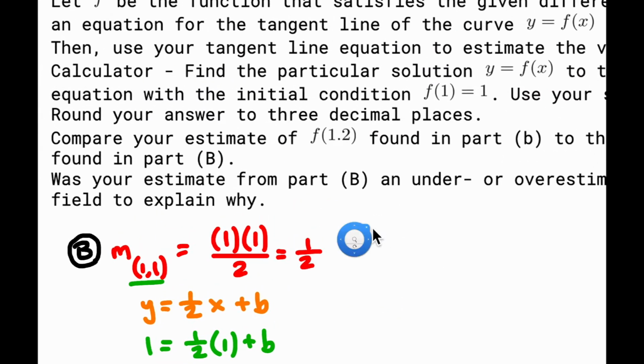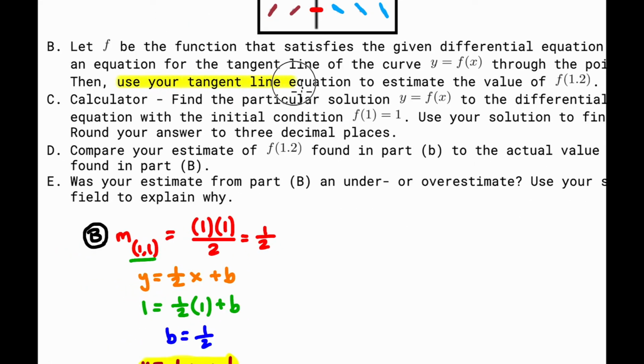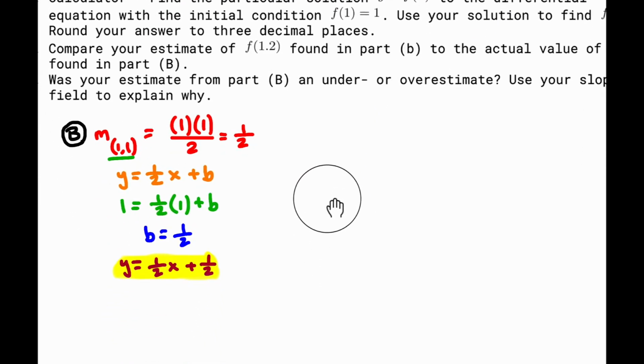That's not the only thing it's asking for in this problem. It's also asking for, it says here, then use the tangent line equation to estimate the value of f of 1.2. So basically now our x is 1.2. They want us to use this equation right here to figure out what f of 1.2 is.